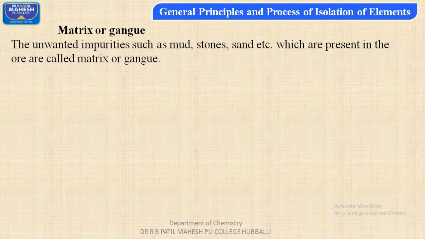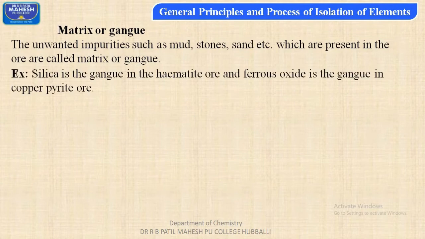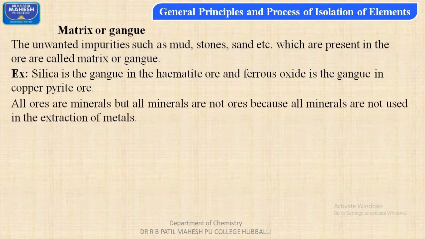Silica is the gangue in the hematite ore. Silica means SiO2, whereas ferrous oxide, FeO, is the gangue which is present in copper pyrite ore. All the ores are minerals, but all the minerals are not the ore. And the reason behind this is all minerals are not used for the extraction of the respective metals.